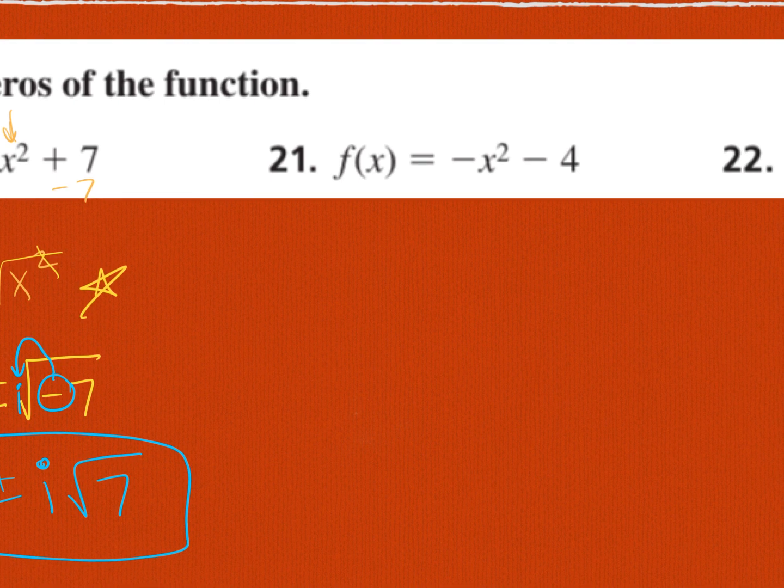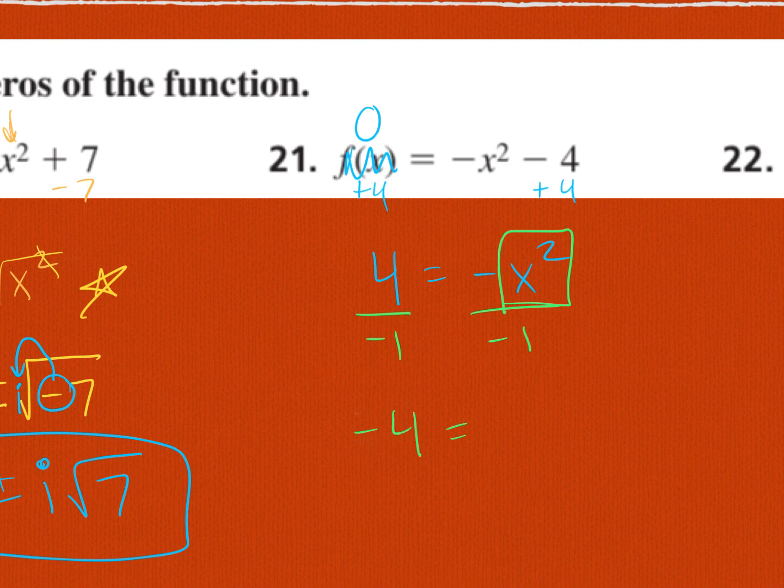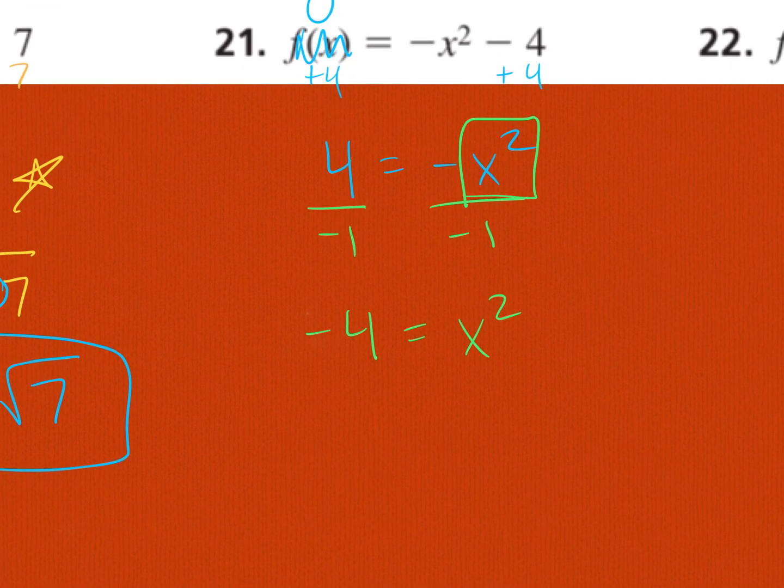We're going to do the same. So make this 0. I can add 4 to both sides. So 4 is equal to negative x squared. Now before I take the square root of both sides, I need to make it just x squared. So I'm going to divide both sides by negative 1. So this would be negative 4 is equal to x squared. Once the squared is all by itself, we take the square root of both sides. So that'll cancel.